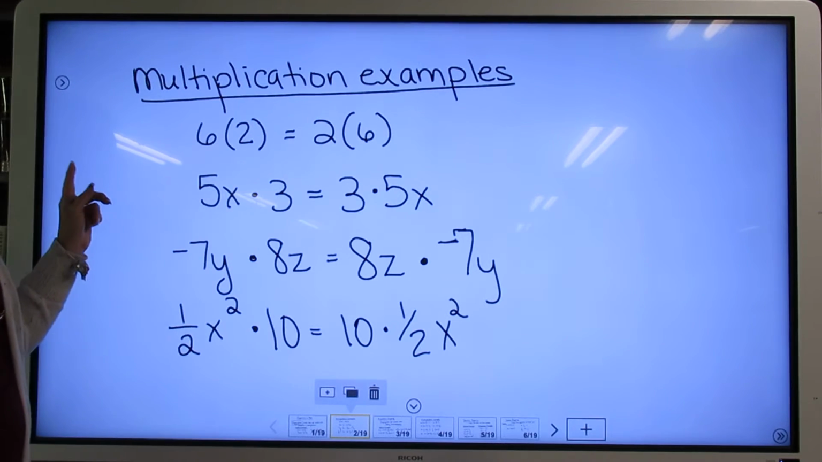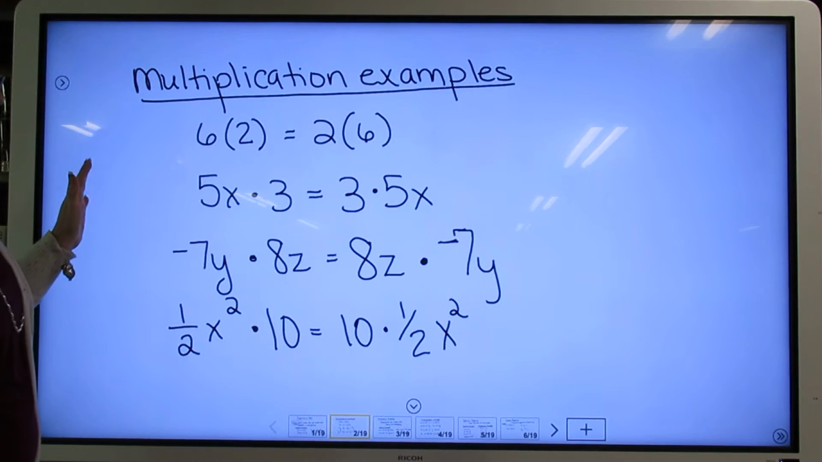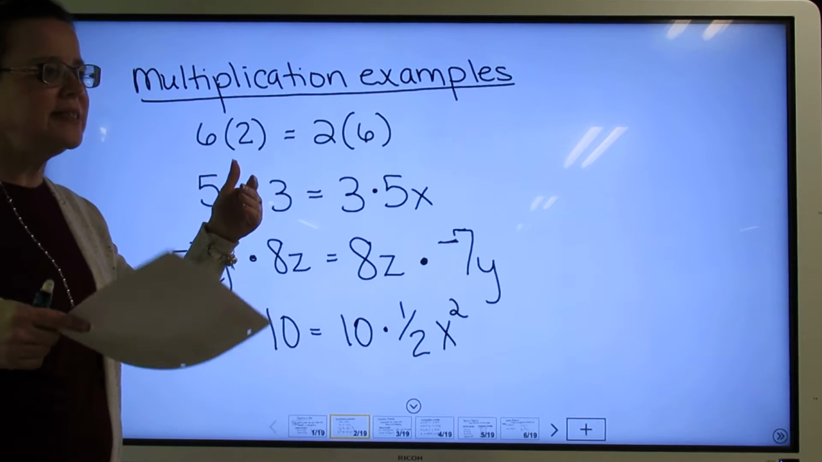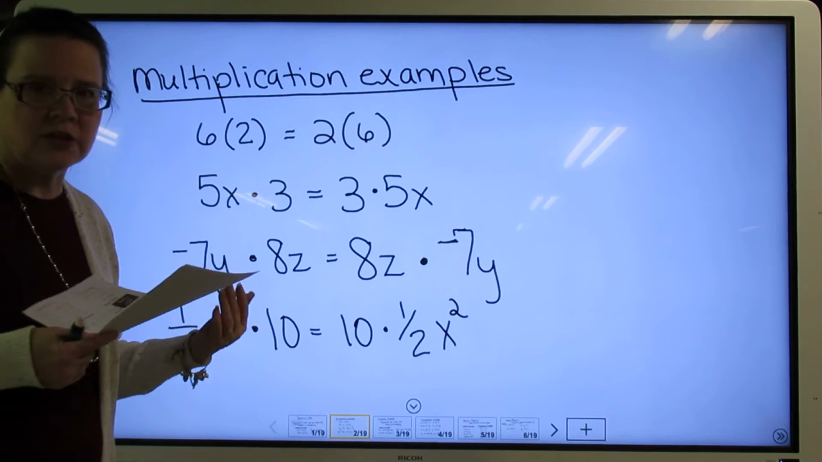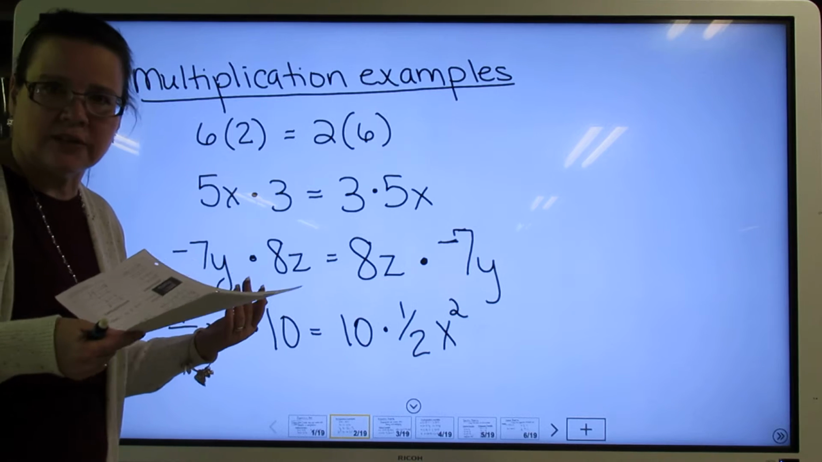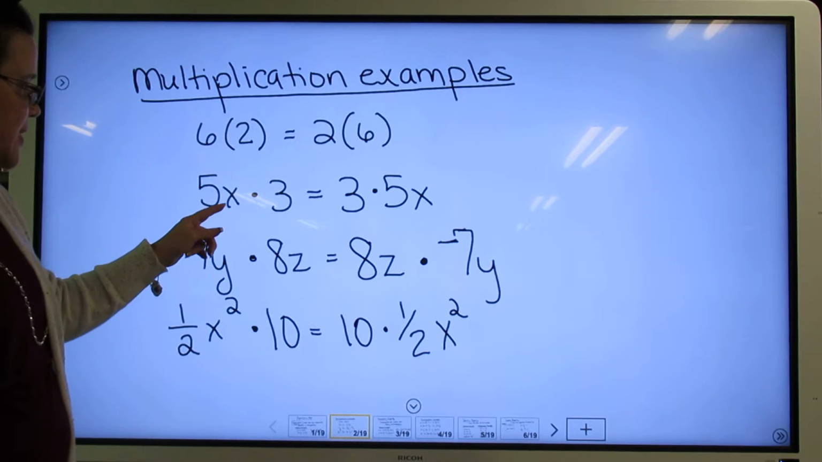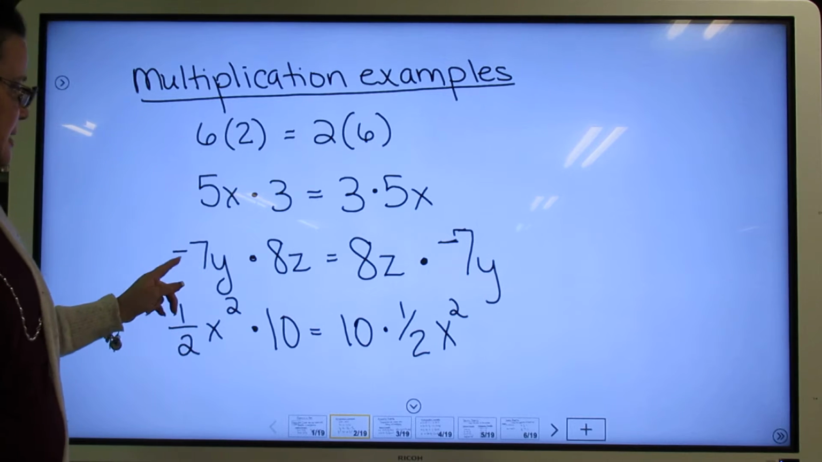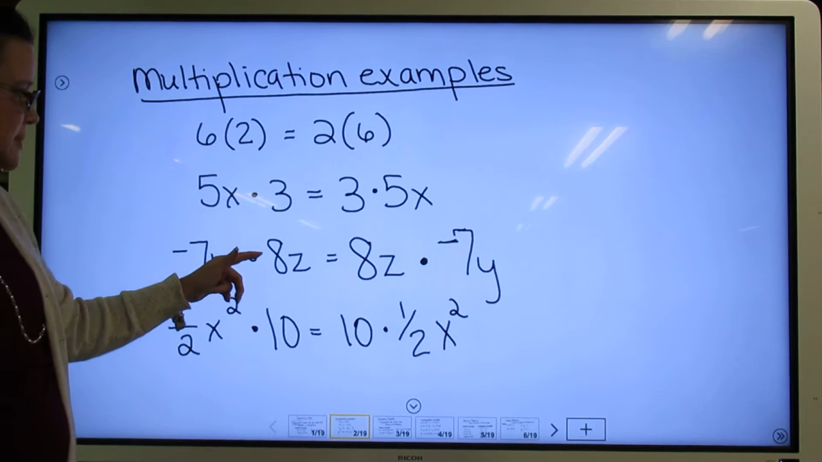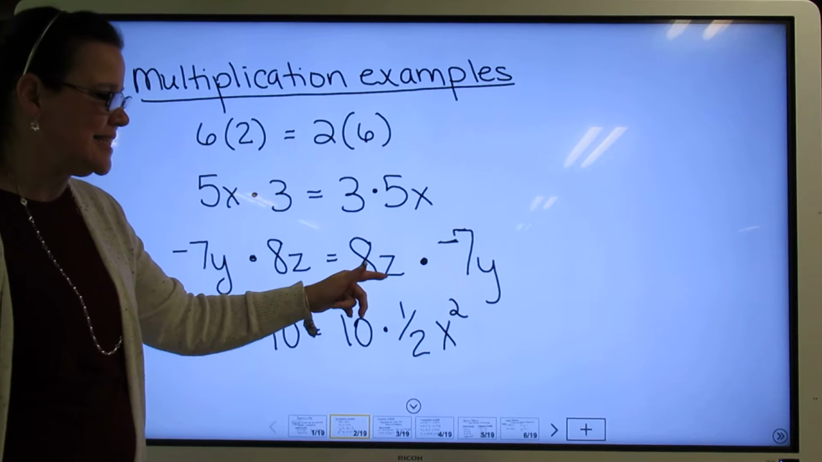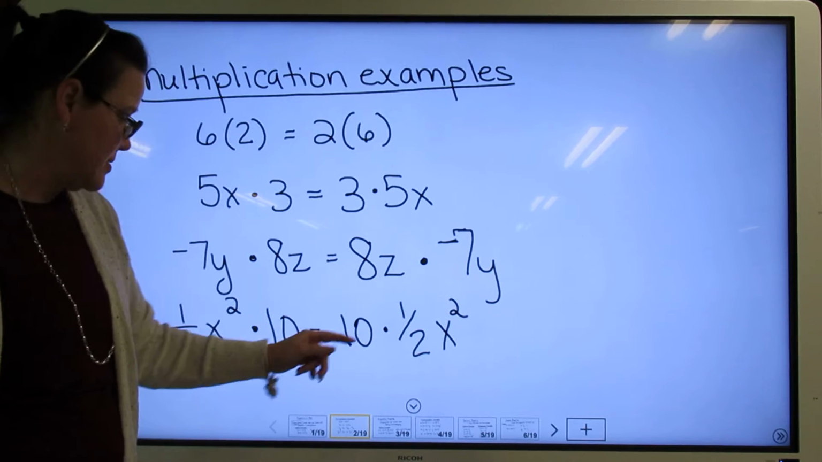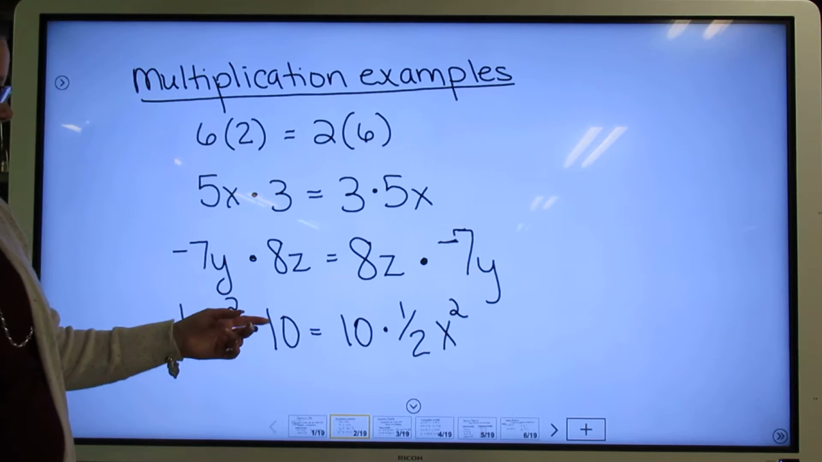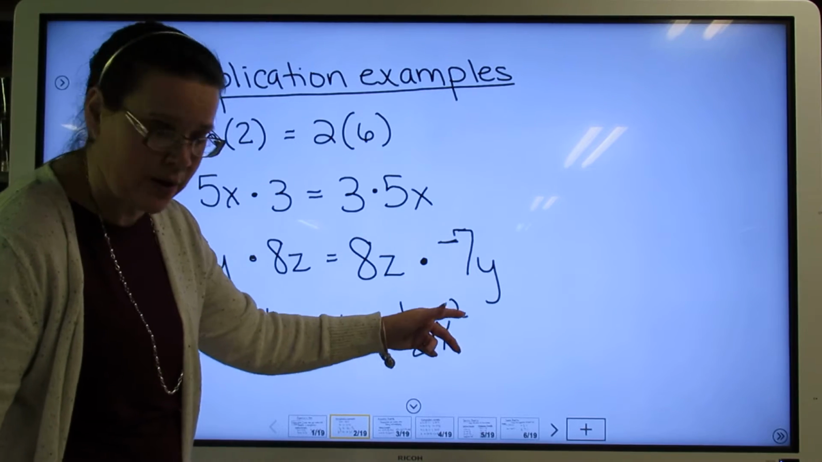These are the multiplication examples of commutative property. 6 times 2, same thing as 2 times 6. They're in the same community, they switched houses with one another, right? 5x times 3 is the same as 3 times 5x. Negative 7y times 8z is the same as 8z times negative 7y. 1/2 x squared times 10 is the same thing as 10 times 1/2 x squared.